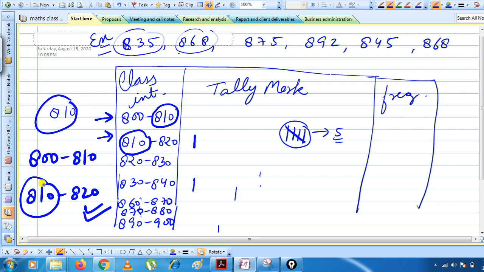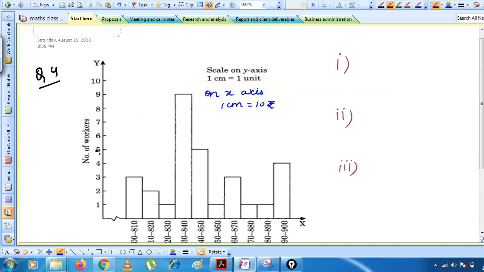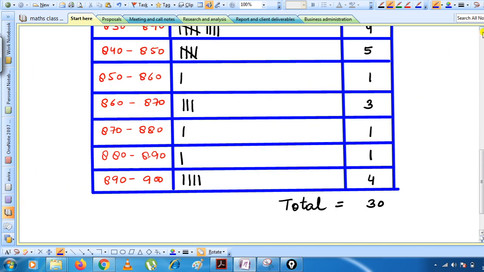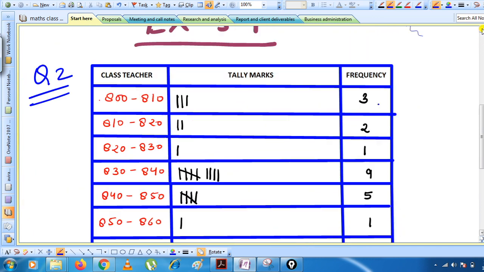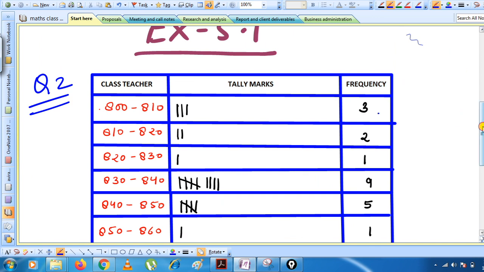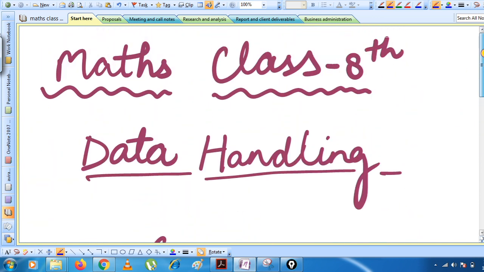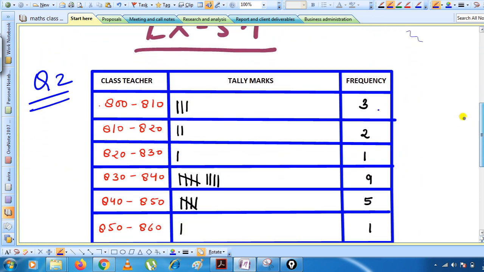This is the higher class interval. So in the higher class interval only we will be keeping 810. The mark for 810 will be kept in the higher class interval. So like this I made a table. I already made the table because making the table would take so much time. So I already did this work, right? This was your question number 3.